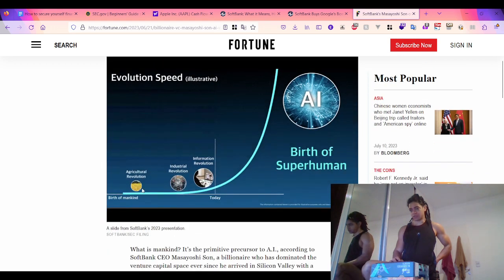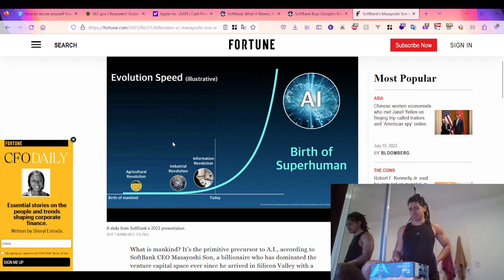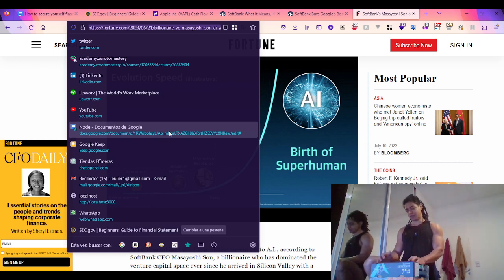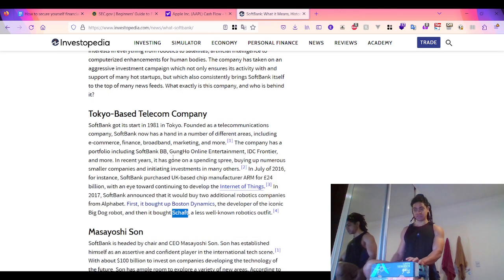But this is from Fortune. Agricultural Revolution, Industrial Revolution, Information Revolution, birth of the superhuman, or the Übermensch, as our very esteemed and appreciated German philosopher, Friedrich Nietzsche. Okay, in any case, that also was very illustrative.